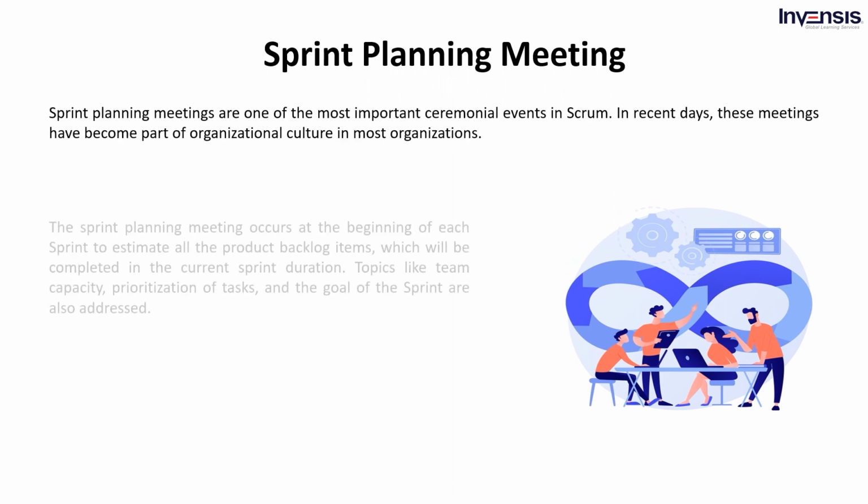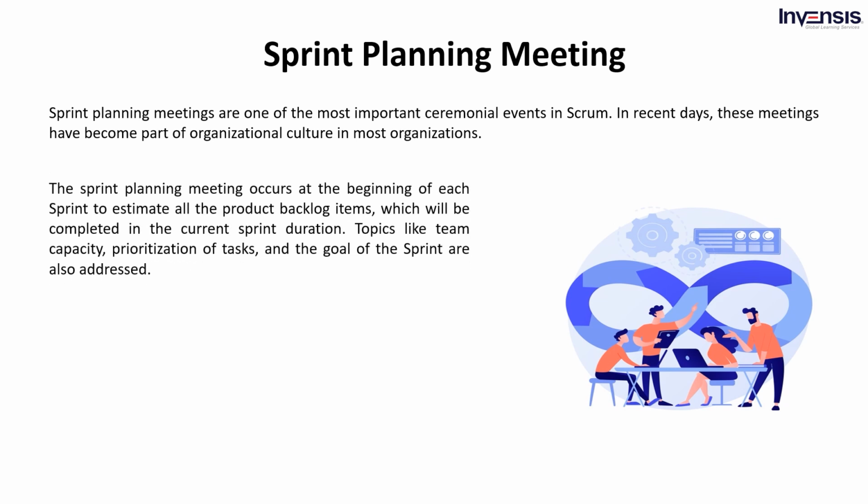Sprint planning meetings are one of the most important ceremonial events in Scrum. In recent days, these meetings have become part of organizational culture in most organizations. These meetings are held on the first day of a new sprint. The sprint planning meeting occurs at the beginning of each sprint, to estimate all the product backlog items which will be completed in the current sprint duration.